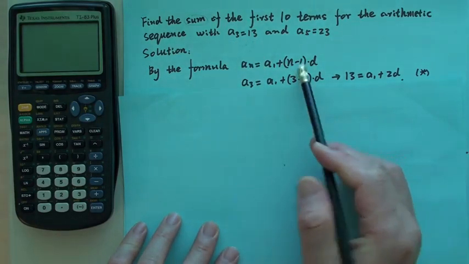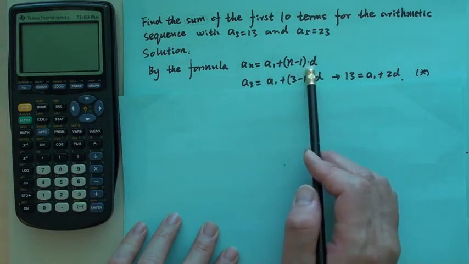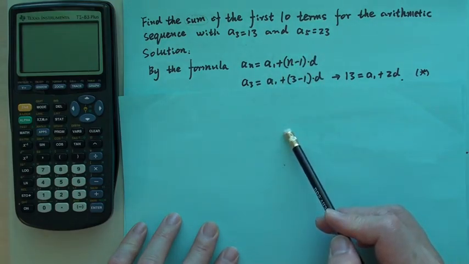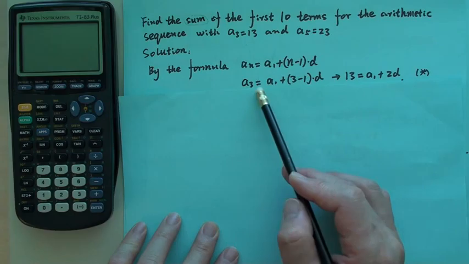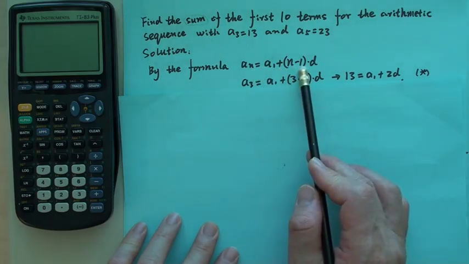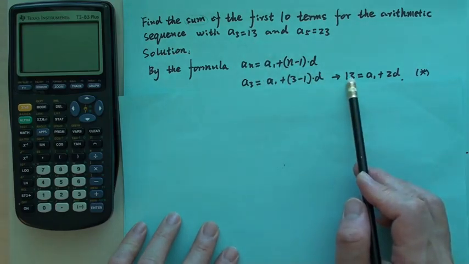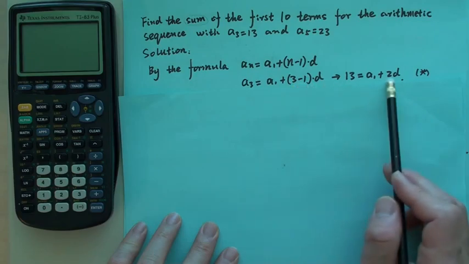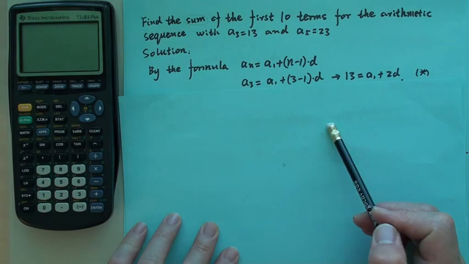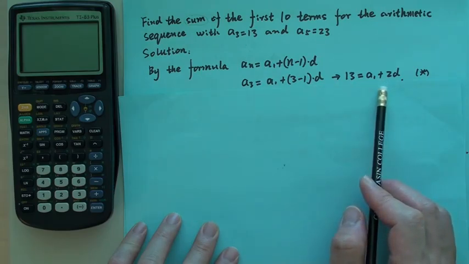When you write down this formula, you can get an equation in this way. a3 is here, 3 minus 1 is the one right here. We know a3, so it's 13. 3 minus 1 we know is 2. So we have 13 equals a1 plus 2d. That's the first equation you get.